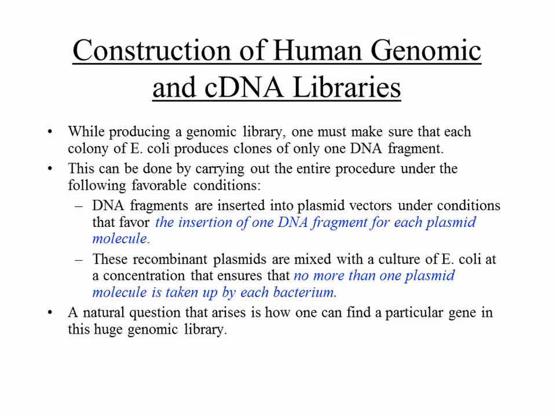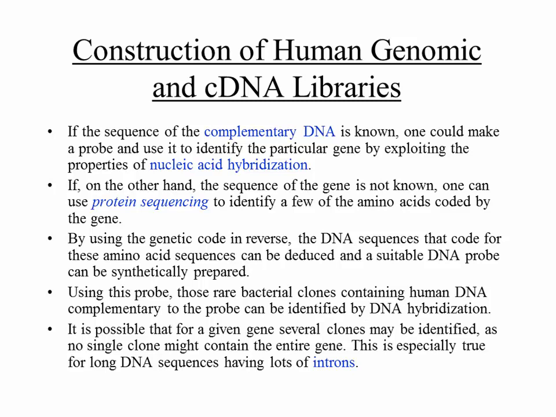There's practice needed. So a natural question that now comes up is, how can one find a particular gene in this huge genomic library? And as Sitanshu pointed out, one way is to go looking. If you know the sequence of the gene, you can create the complement and then go looking for that. So if the sequence of the complementary DNA is known, one could make a probe and use it to identify the particular gene by exploiting the properties of nucleic acid hybridization.